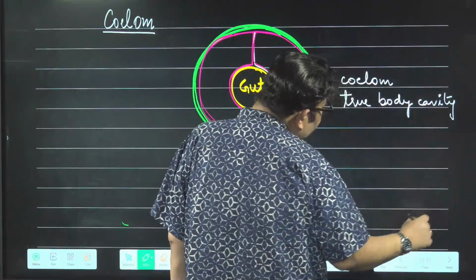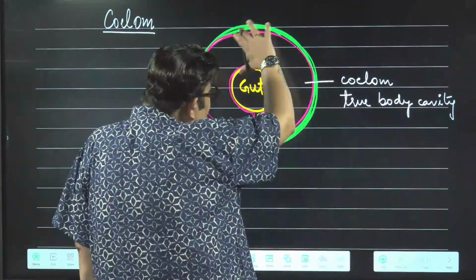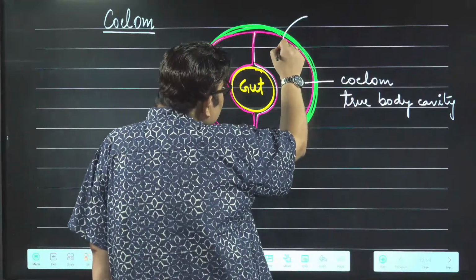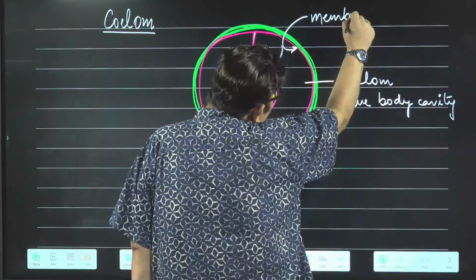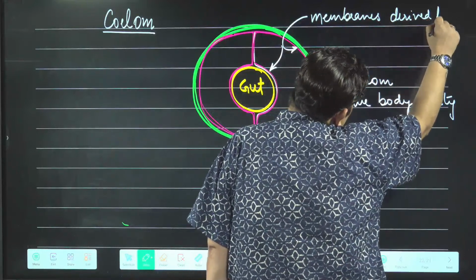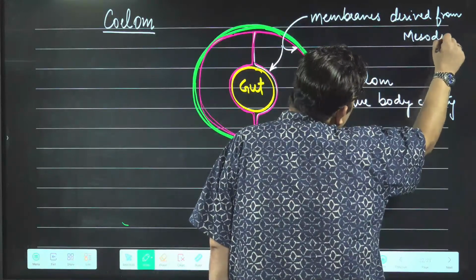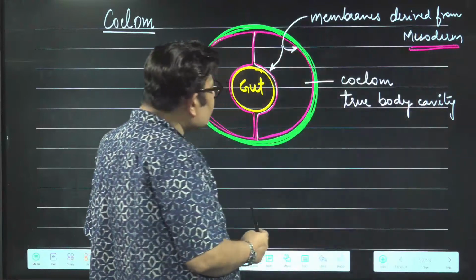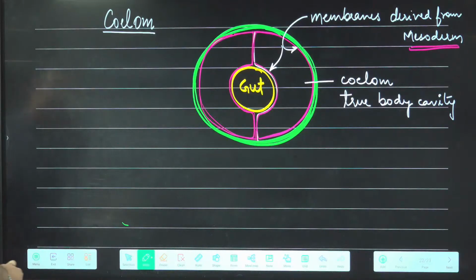Okay. So not every cavity can be called a coelom. A coelom is present inside the mesoderm and it is lined by the mesoderm. So all these are membranes, membranes derived from which germ layer? Derived from mesoderm. Animals having this are known as the coelomates. Animals that don't have this are acoelomates.